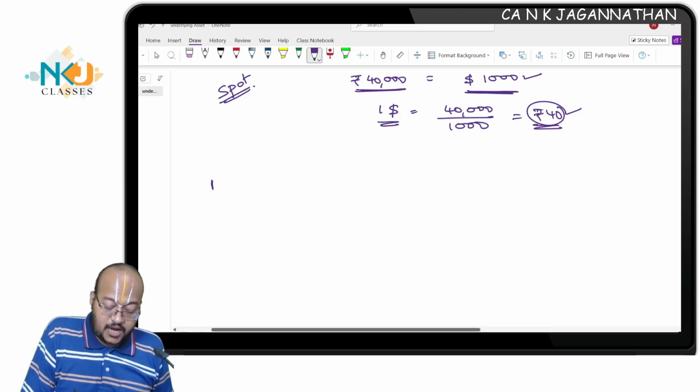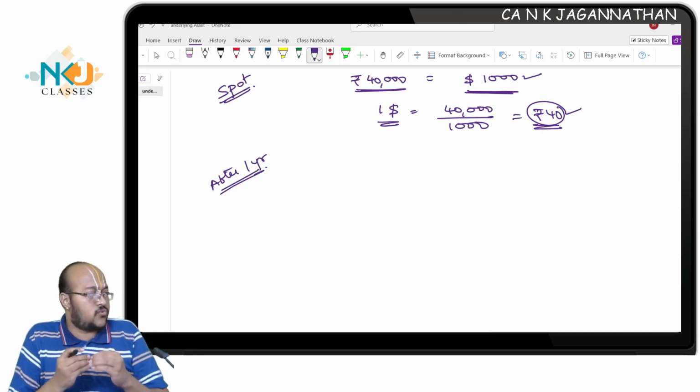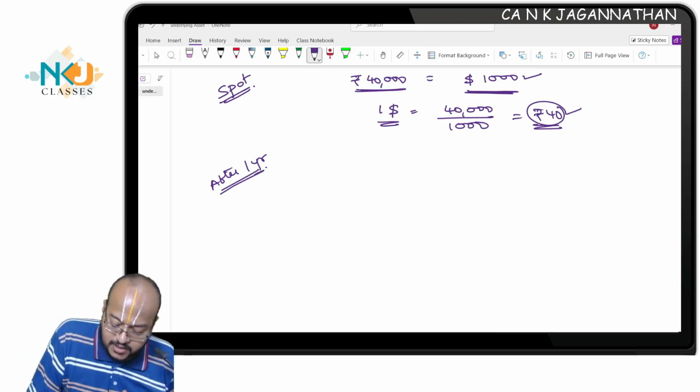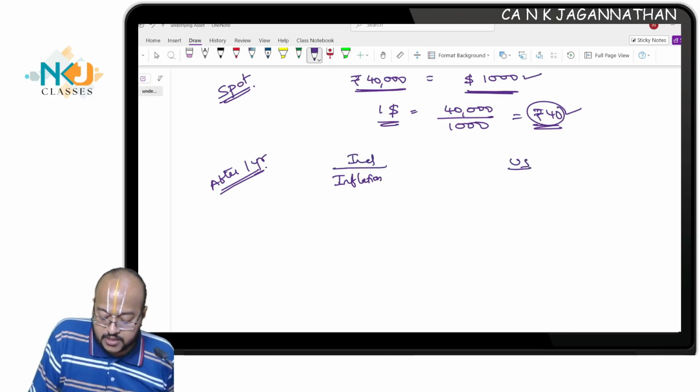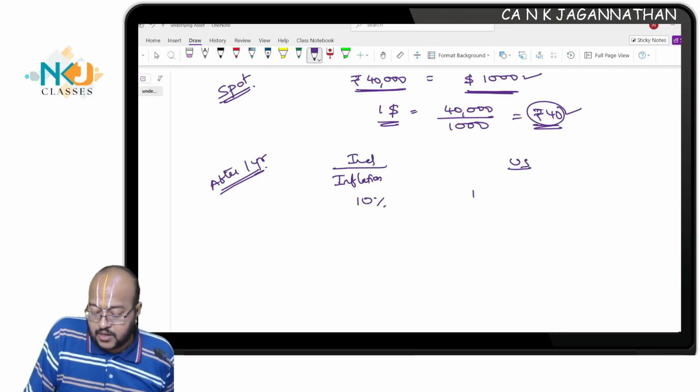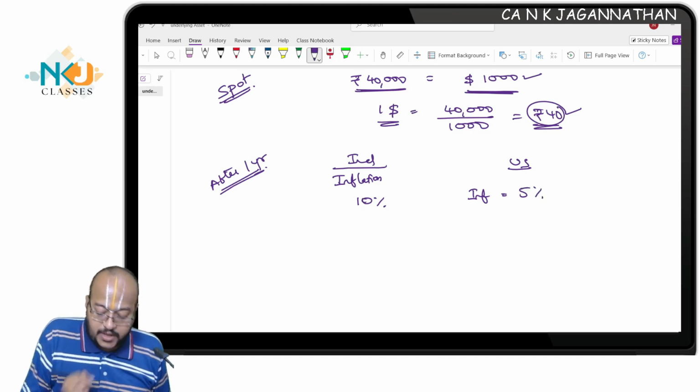Now, what happens after 1 year? In the same example, you need to imagine what happens. I will give you one more input, some data regarding inflation. This is India again, this is US. The inflation in India is 10% and the inflation in USA is just 5%. Are you all understanding? Now what happens?